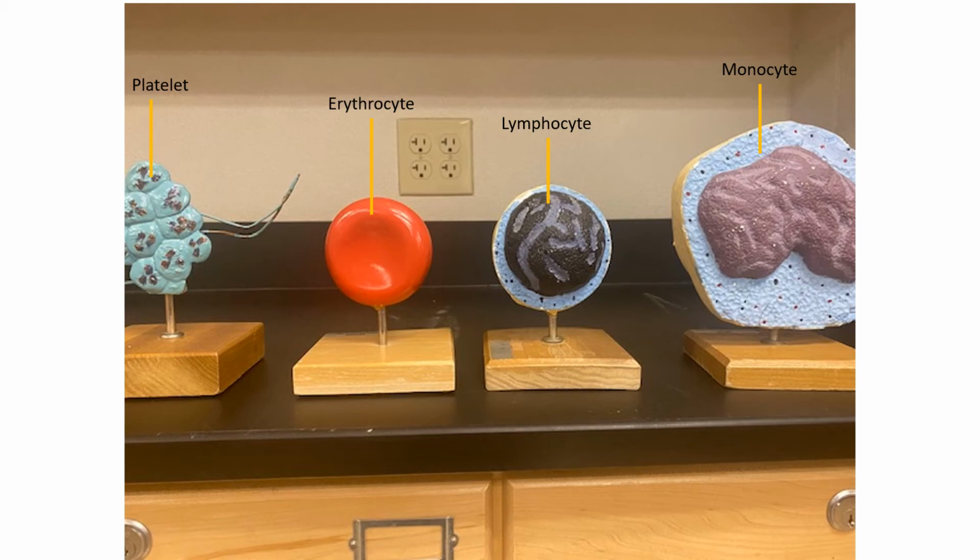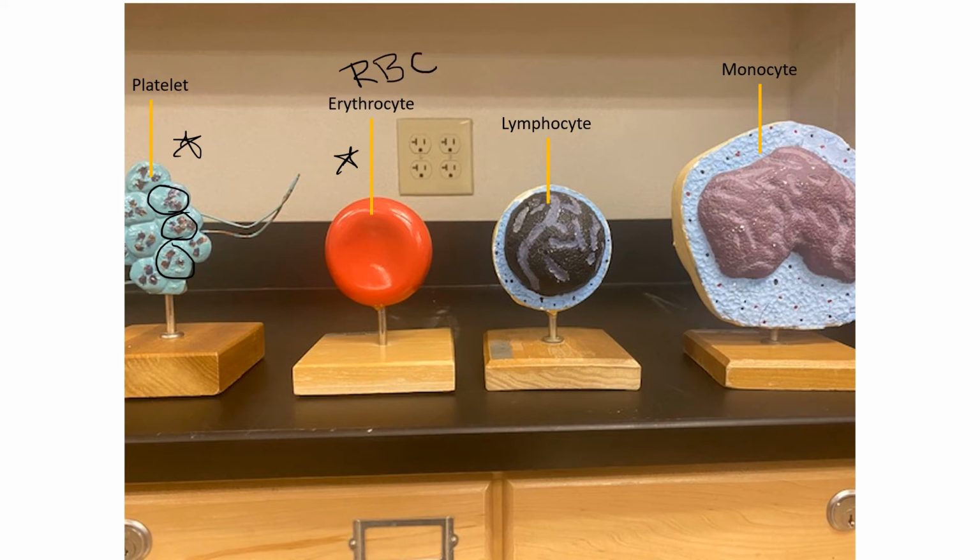The two that look kind of funky and different from the others are platelets and erythrocytes. So remember, platelets are going to help with clotting. They're also cell fragments that clump together in order to form a clot. Erythrocytes are just red blood cells. And you can call them either.